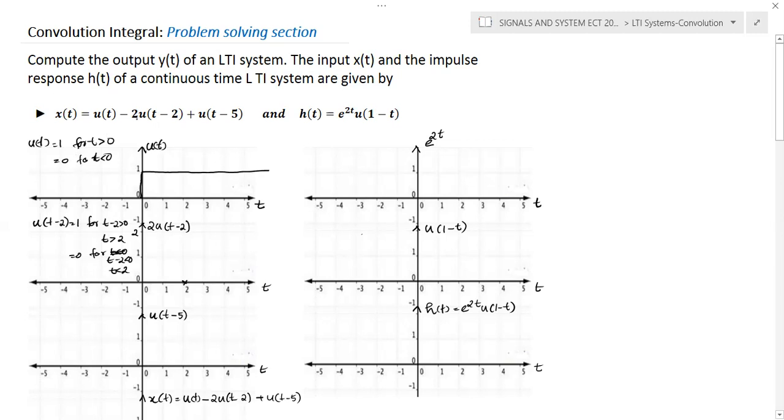And one more thing, here the amplitude is 2. So if you consider the signal 2u of t minus 2, you need to write 2. So the amplitude of the signal is 2 here. You can draw a signal like this with the amplitude 2. So this is the signal 2u of t minus 2. The signal starts from 2 and the amplitude is 2.